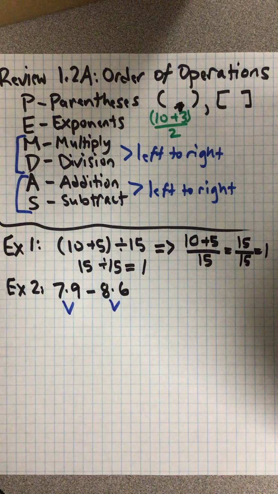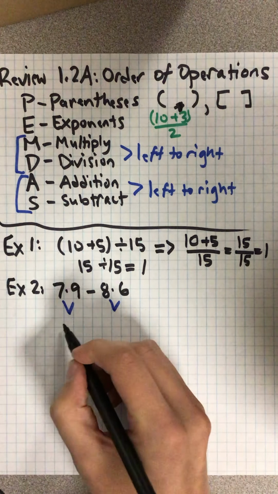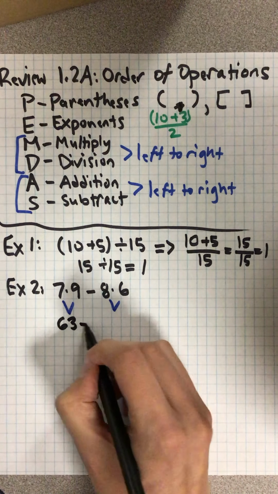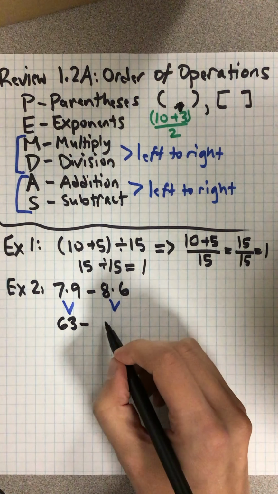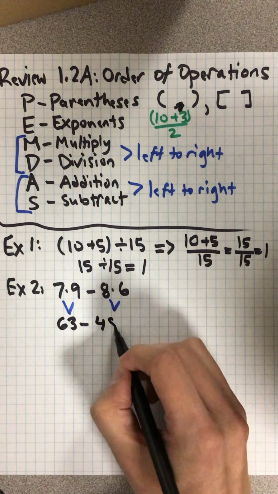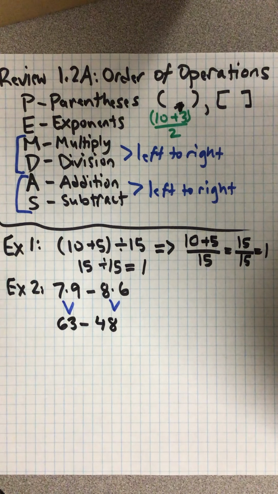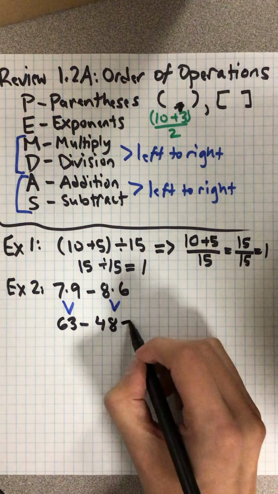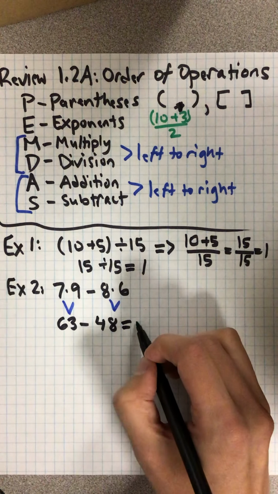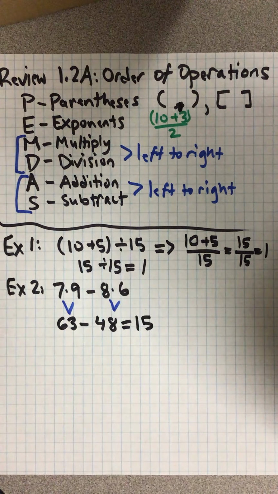Now, if you want to make an attempt on this on your own, pause the video. But 7 times 9 is 63. We still have our minus sign. 8 times 6 is 48. So our question asks us, what is 63 minus 48? And through a little bit of processing, I'm sure you can figure out it is simply 15.